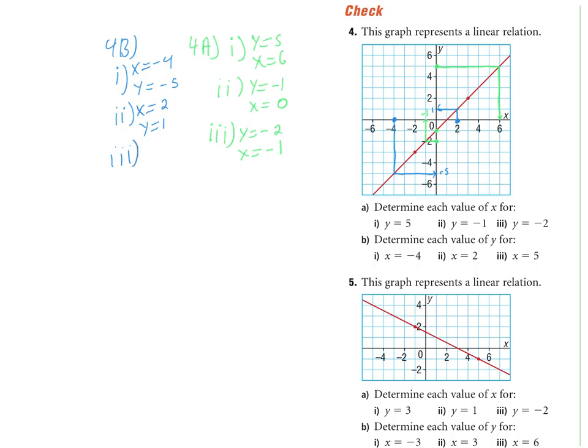And finally, for part 3, when x is 5, so x is 5 right here, I can travel up to my line right here and then come across to here and see that it is 4. So when x equals 5, y equals 4. There we go. So number 4 is done. And we're now on to number 5.